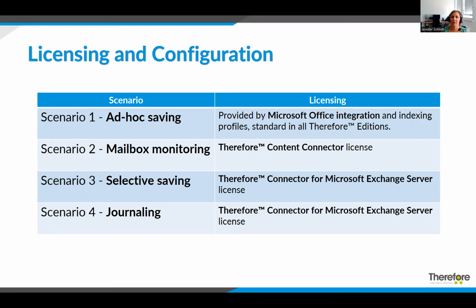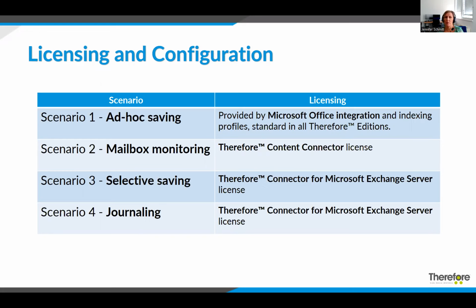It's called ad hoc saving. This was provided by the Microsoft Office integration and optionally also using indexing profile, which is standard in all Therefore editions. So if you just want to save certain emails to Therefore and you don't want it to be done automatically, you can do that using just the standard Therefore feature, which is free with all Therefore software. It's just Microsoft Office integration.